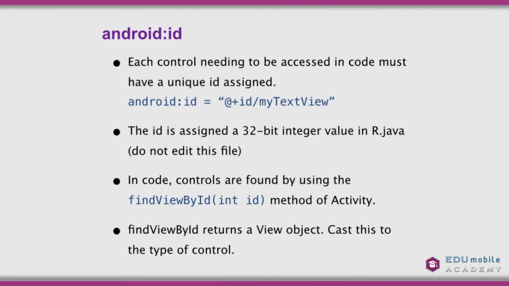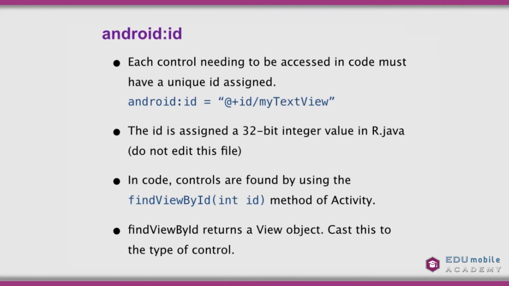Now, do we actually need to know the integer? Never. All we need to know is the identifier for the ID. In this case, we would just pass it R.id.myTextView because these IDs live as integers in R.java.